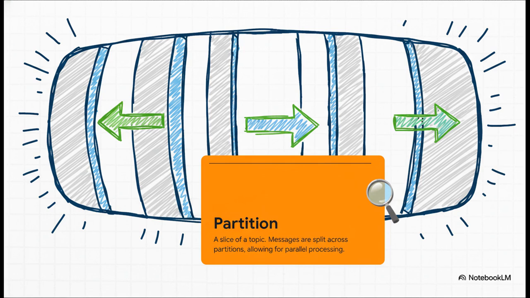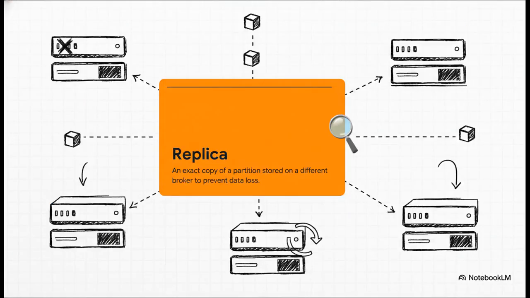So, what is a partition really? Well, imagine a Kafka topic is like one giant, never-ending logbook. A partition is just a slice of that book. Instead of one huge book that only one person can read at a time, Kafka splits it into smaller, independent chunks. This is what lets a bunch of different consumers read from the topic all at once. That's how you get that massive boost in speed. And a replica? The name pretty much gives it away. It's an exact, perfect copy of a partition. But here's the kicker. These copies are intentionally stored on different machines, or what Kafka calls brokers. Why? So if one machine completely dies, it's no big deal. A replica on another machine is sitting there, ready to take over.